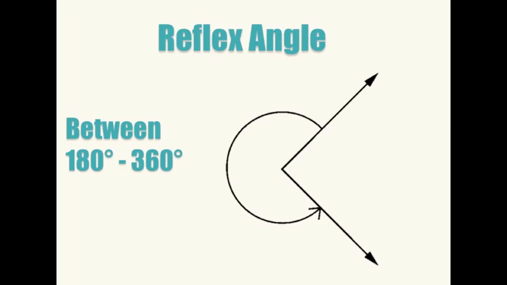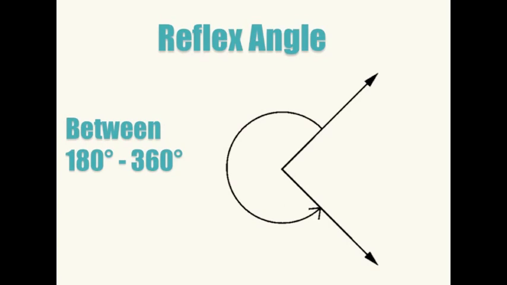So now we're moving on to the reflex angle. Now, this is the angle that we've looked at the least in class. A reflex angle is between 180 and 360 degrees. So that means it's between a straight line and a full angle around a point. As you can see with the angle on the screen, it is clearly bigger than a straight line. That's all we need to know really to recognise them.